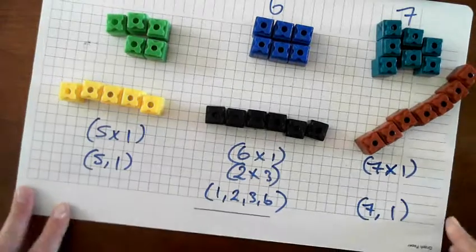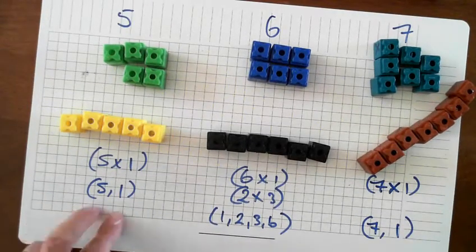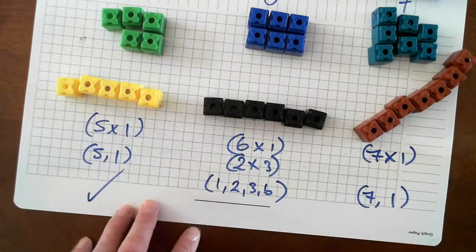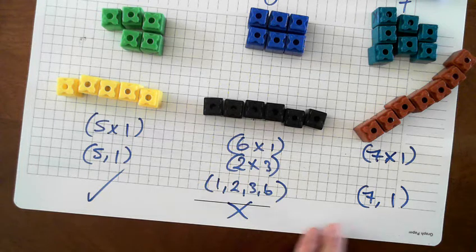Okay. So next one. Number 5 has 2 factors. Prime. The number 6 has 4 factors. Not prime. The number 7 has 2 factors. Prime. Okay?